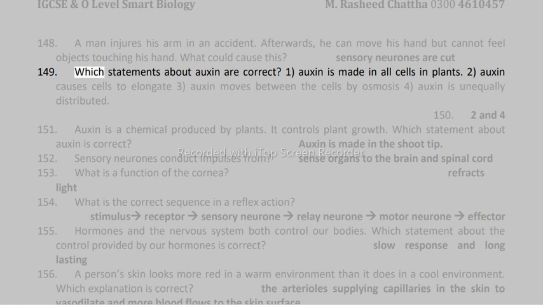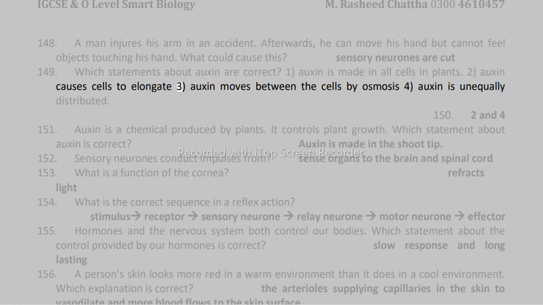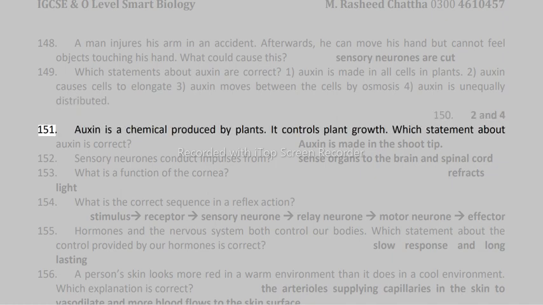149. Which statements about auxin are correct? 1. Auxin is made in all cells in plants. 2. Auxin causes cells to elongate. 3. Auxin moves between the cells by osmosis. 4. Auxin is unequally distributed. Answer: 2 and 4.